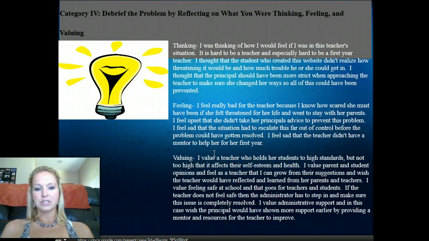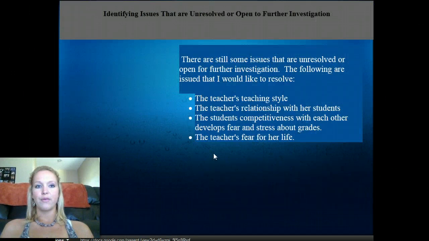I value parent and student opinions and feel as a teacher that I can grow from their suggestions, and I wish the teacher would have reflected and learned from her parents and teachers. I value feeling safe at school, and that goes for teachers and students. If the teacher does not feel safe, then the administrator has to step in and make sure this issue is completely resolved. I value administrative support, and in this case, I wish the principal would have shown more support earlier by providing a mentor and resources for the teachers to improve.